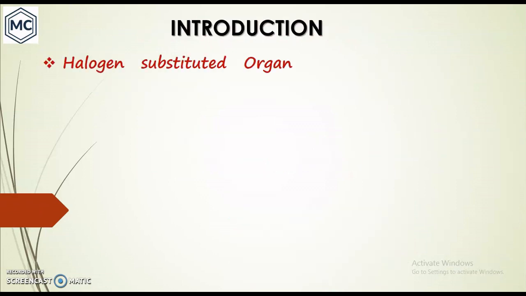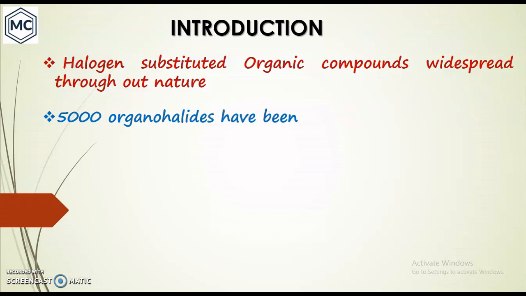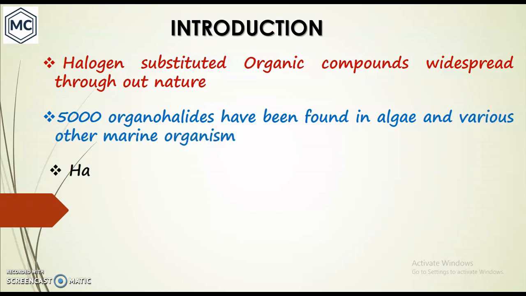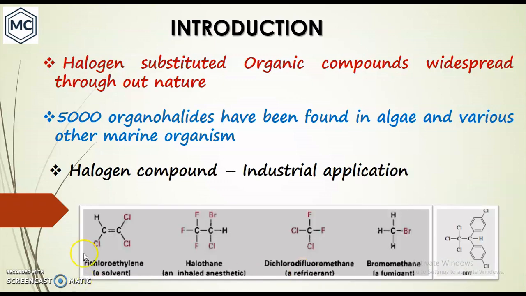As you know, halogen substituted organic compounds are widespread throughout nature. Around 5,000 organohalides have been found in algae and in various other marine organisms. Also, halogen compounds find many applications in various types of industries. For example, trichloroethylene can be used as a solvent. Halothane is an inhaled anesthetic, and difluoromethane can be used as a refrigerant.